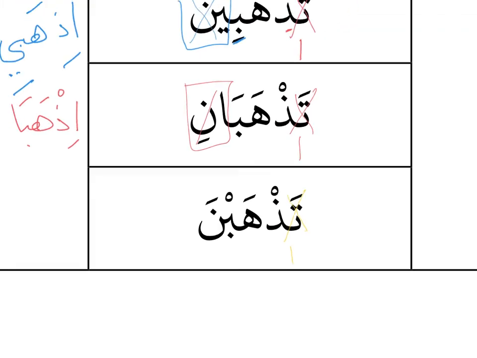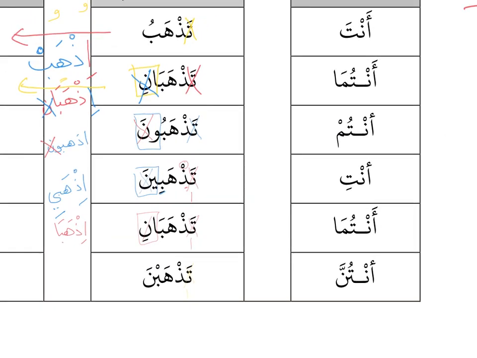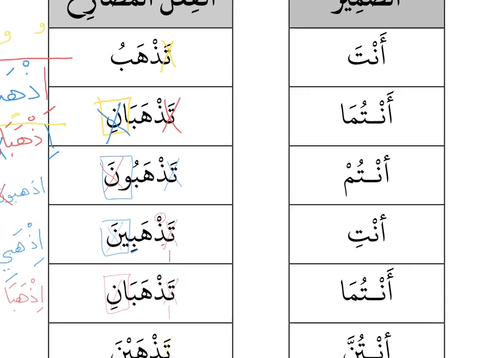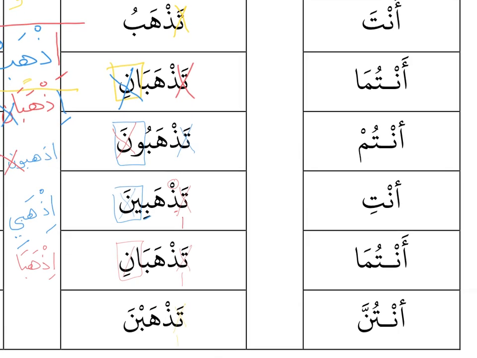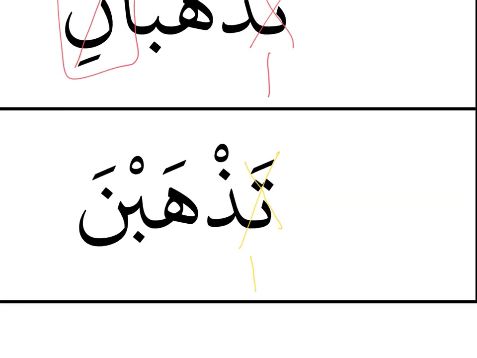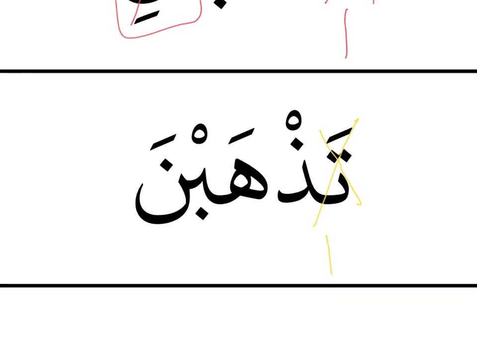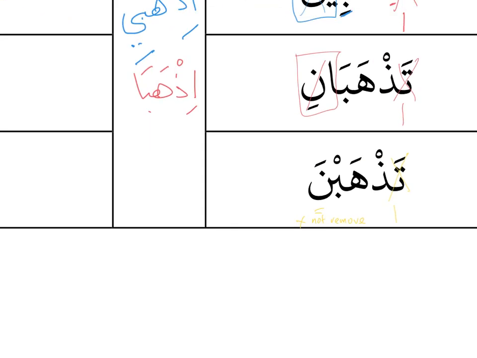For the rest of the damir, anta, antuma, antum, anti, antuma, you have to change the ending. Tazhabu, izhab. Tazhabani, remove the nun, and anti, remove the nun, and also antum, antuma, you remove the nun. But for antunna, we do not remove anything. For antunna, here it ends with nun. We do not remove the nun. We retain the nun. So what is the new verb? The new verb is now izhabna.